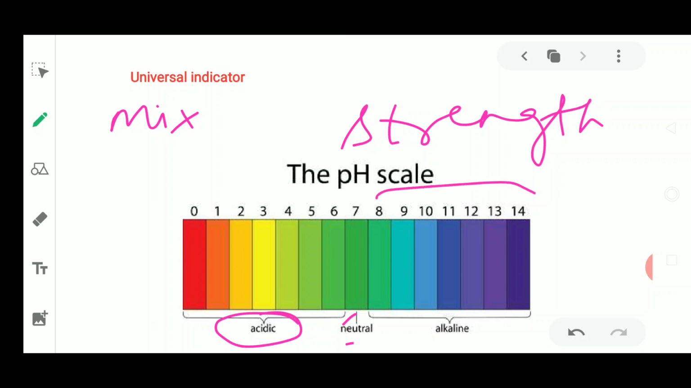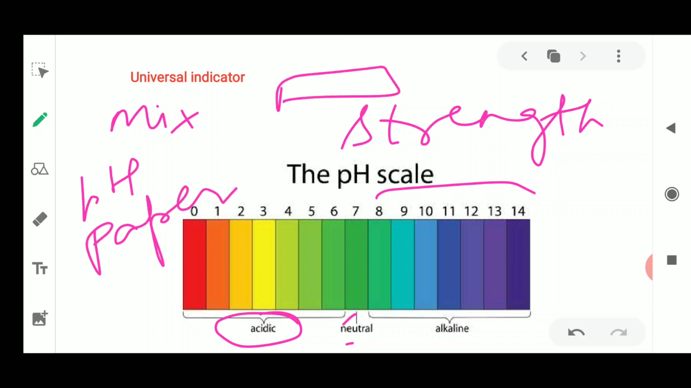Now how do we test these pH values? Similar to litmus paper, we have pH papers also. This pH paper is made up of small strips of paper, just like filter paper, just like litmus paper, or we can say that it is a litmus paper, but it contains the universal indicator. This universal indicator is liquid also, and it is also obtained in the form of paper strips. This paper strip is dipped in the solution and the color change is observed.